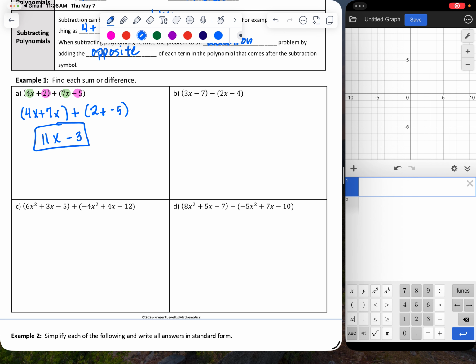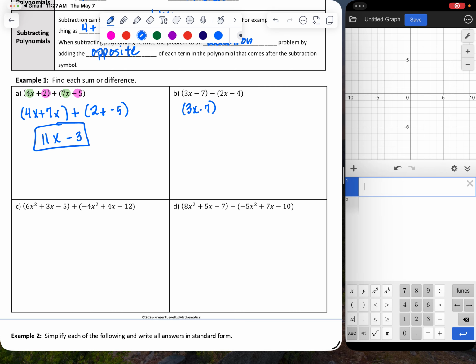So addition of polynomials is pretty straightforward. Where you have to be careful is with subtraction. So in problem B, we have 3x minus 7 minus 2x minus 4. So when we subtract two polynomials, the first thing we have to do is rewrite it as an addition of the opposite problem. So if I were to rewrite this problem, I would not do anything to the first polynomial.